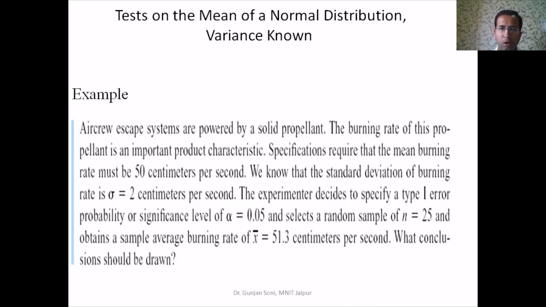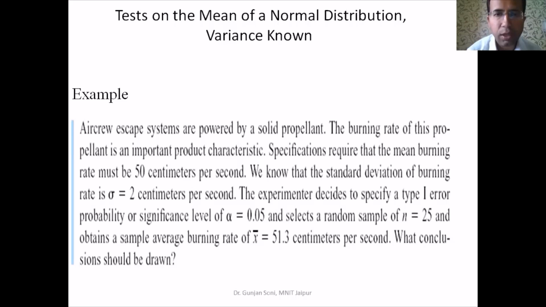So what would be the alternate hypothesis? See, what is critical to this problem statement is that it should be exactly equal to 50, not more or not less. While it's coming out to be 51.3, we'll test whether it is too far away from this value of 50 with the given variation, or is it close enough so that we can consider it to be 50. So the alternate hypothesis is mean burning rate not equal to 50, and the null hypothesis would be mean burning rate is equal to 50.